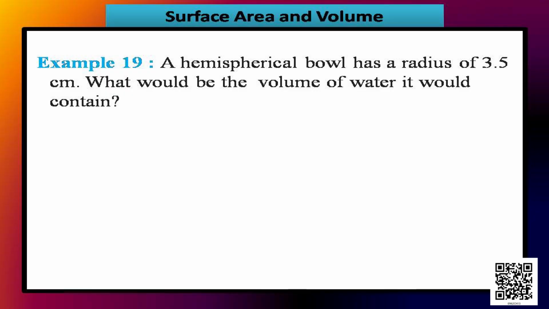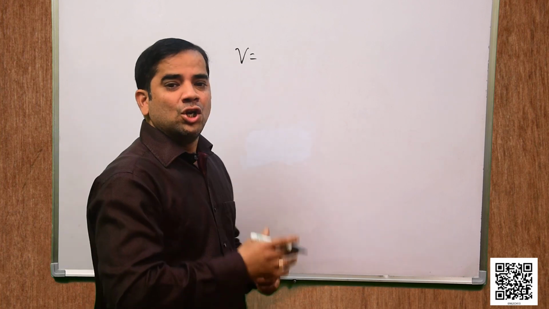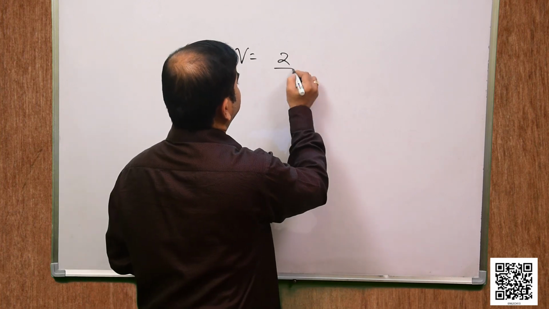Students, let us now discuss example 19. It says a hemispherical bowl has a radius of 3.5 centimeter. What would be the volume of water it would contain? Okay. So let us discuss the solution. So volume will be 2 by 3 pi r cube.